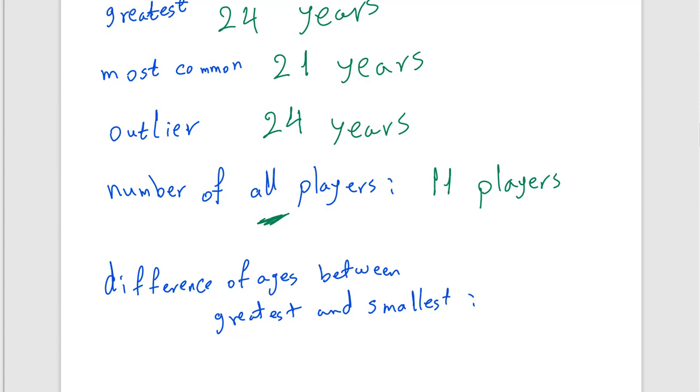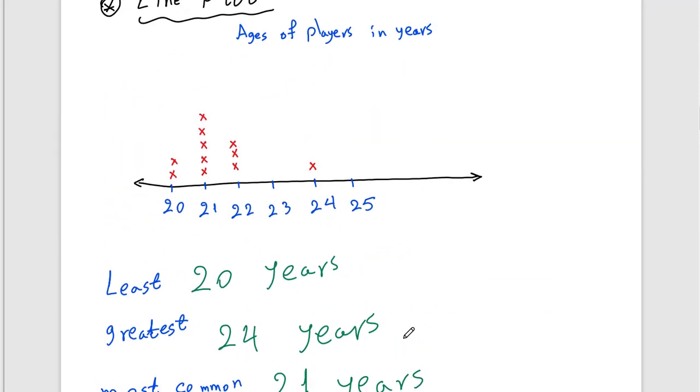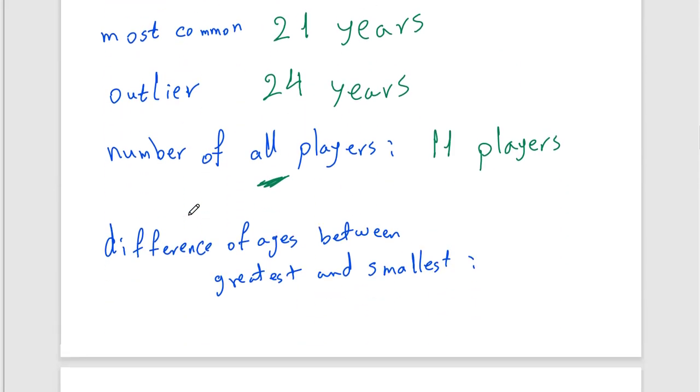Okay, and the difference between the greatest and the smallest. The greatest is 24 and the smallest is 20 years. So 24 minus 20 equals 4 years. Okay, any problems, my heroes? Any questions about line plot?